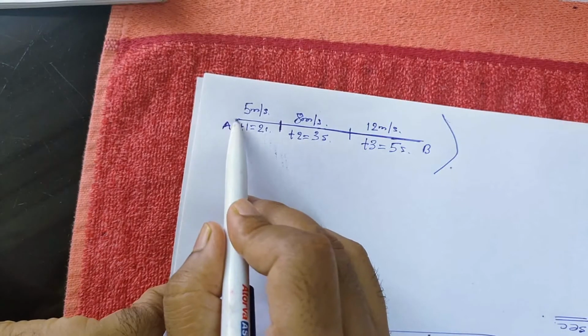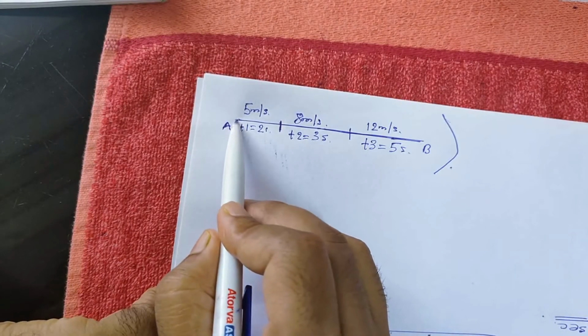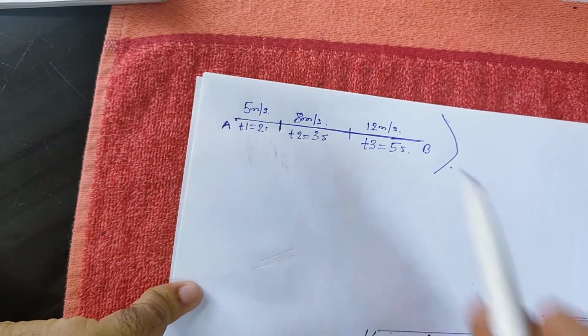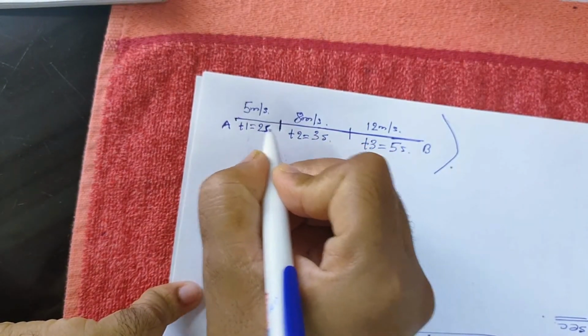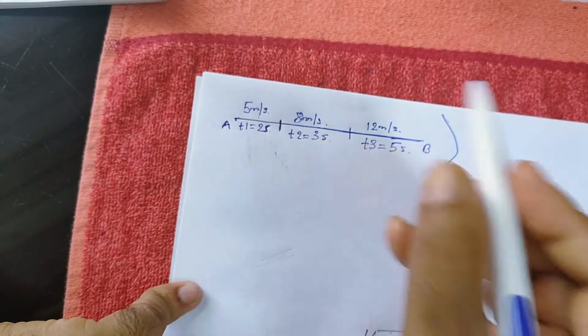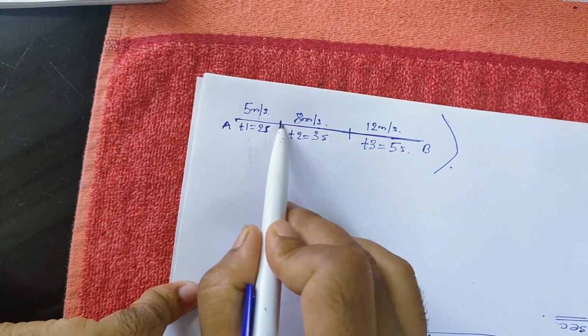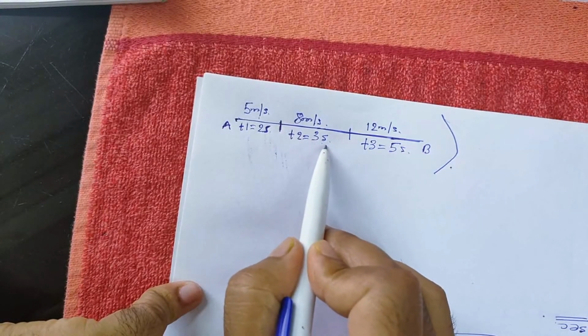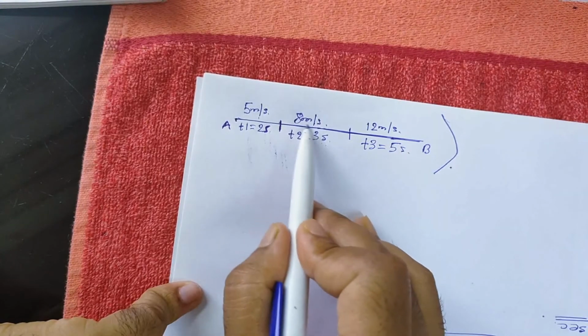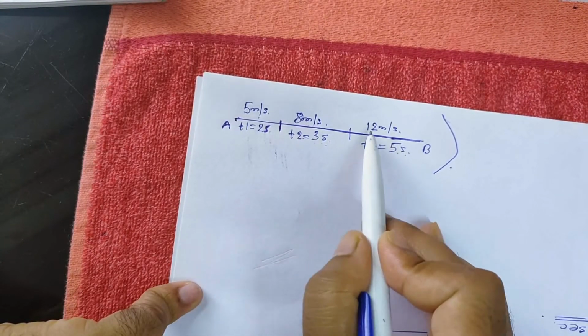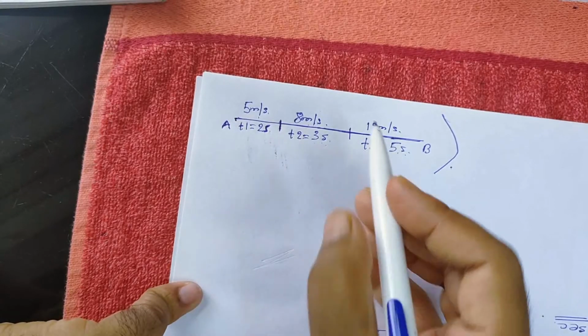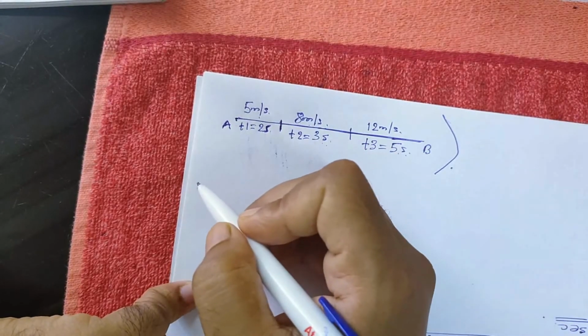I repeat, an object starts from A. It moved for 2 seconds at a speed of 5 meter per second. For next 3 seconds, it moved at a speed of 8 meter per second, and for next 5 seconds at a speed of 12 meter per second.